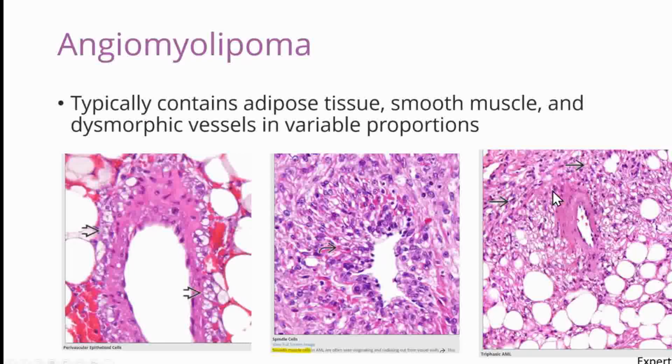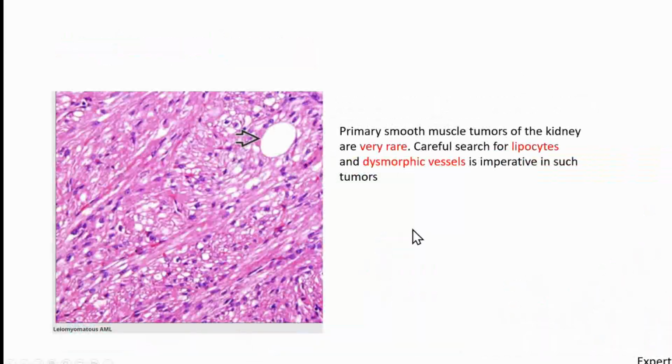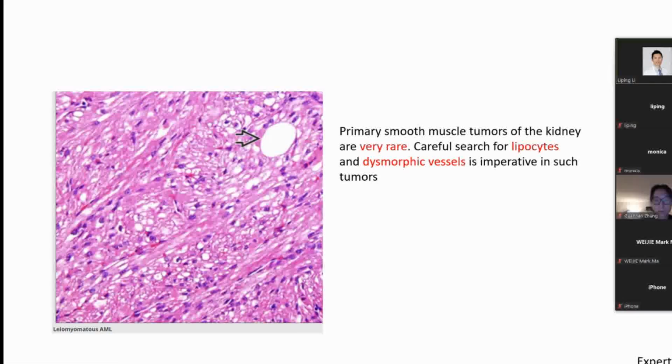Here, I want to show again the perivascular epithelioid cells, the fat, and then we have this vessel. So we have these three components. That is the AML classic. And we know primary smooth muscle tumors of the kidney are really rare. So if you just see smooth muscle in the kidney, you need to search really carefully for any adipocyte compartment to diagnose AML.